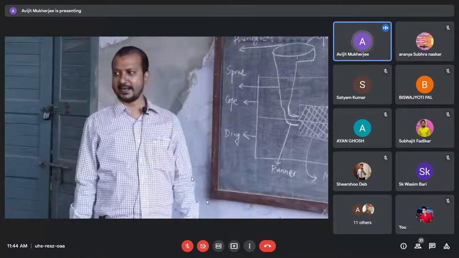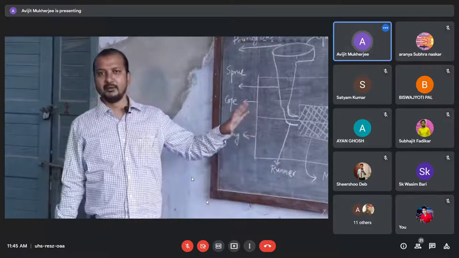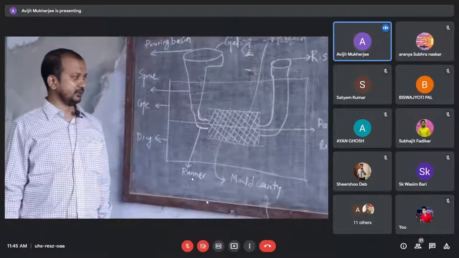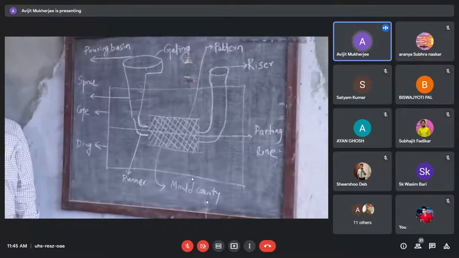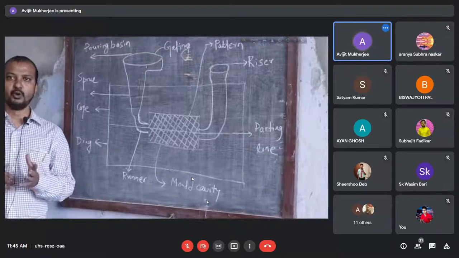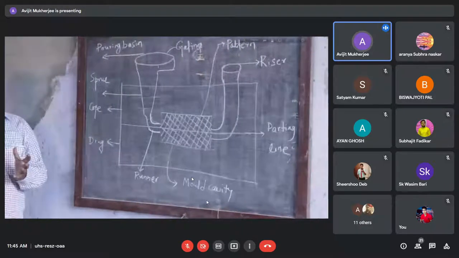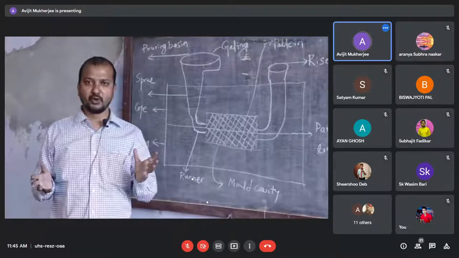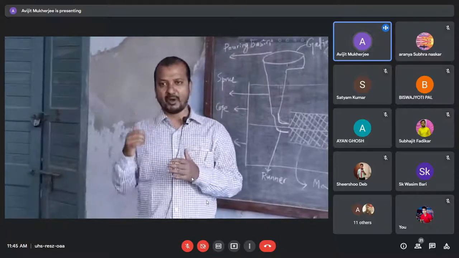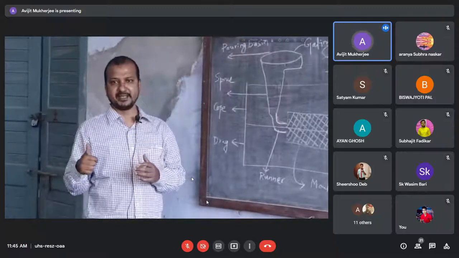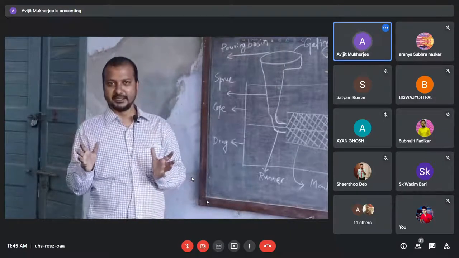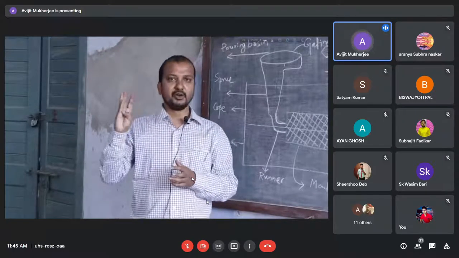Once the pattern is made, next we provide the mold cavity. There are different mold materials. Here we'll use sand mold. When the mold cavity is prepared, there are certain properties which will help to improve the quality of the casting product. There are a few properties which are mandatorily required in the molding sand. I am explaining them one by one. First, there is refractoriness, that is, the molding sand will withstand the high temperature of the molten metal.